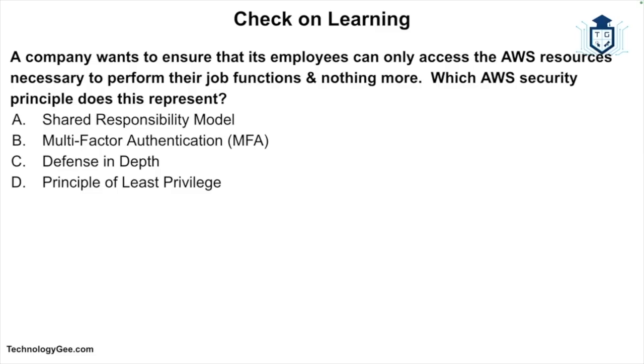So our first question is, a company wants to ensure that its employees can only access the AWS resources necessary to perform their job functions and nothing more. Which AWS security principle does this represent? Is this the shared responsibility model? Is this multi-factor authentication? Is this defense in depth? Or is this the principle of least privilege?